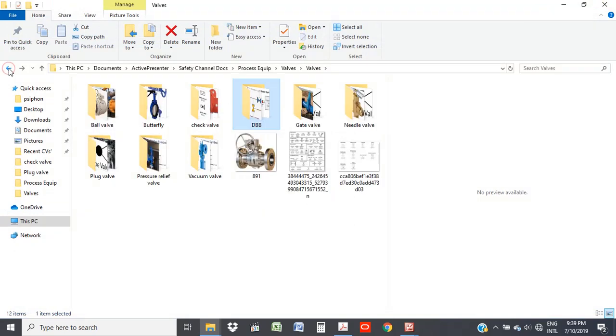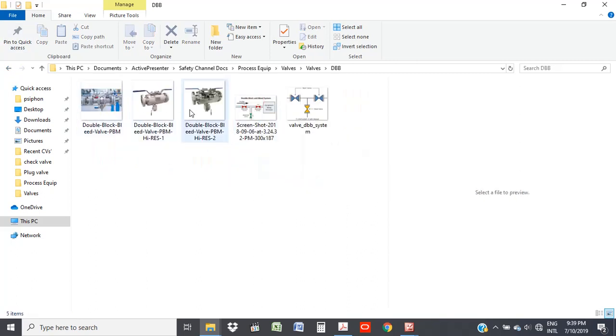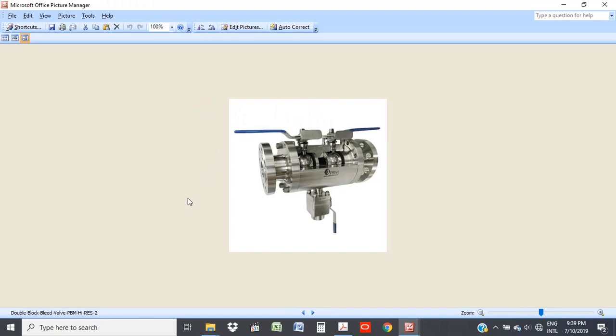So next, let me just give an official definition of what a DBB is. It operates on the principle that isolation can be achieved from both the upstream and downstream process flow pressures. This is achieved by two ball, gate, globe or needle valves in series. Sometimes it is a single valve with two seating surfaces that in the closed position provides a seal against pressure from both ends of the valve with a means of venting, bleeding the cavity between the seating surfaces.